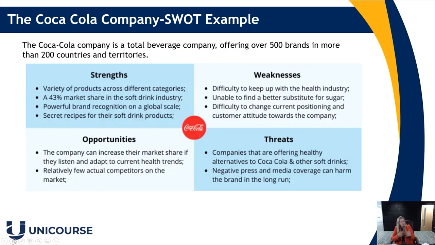And as you can see, these are clear points, and this is the data collection. So it says for threats, companies are offering healthy alternatives to Coca-Cola and other soft drinks, but this is clearly identified. Okay, here's the threat, here's the weaknesses, but it doesn't help you to analyse what you're going to do about it. So it's about using basic information, data, to be able to analyse and plan for the future.